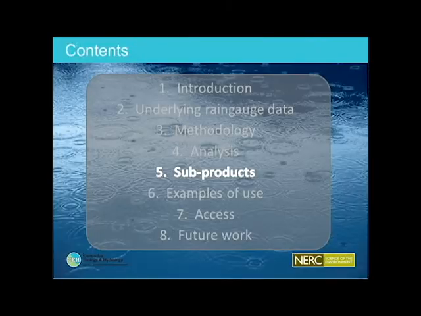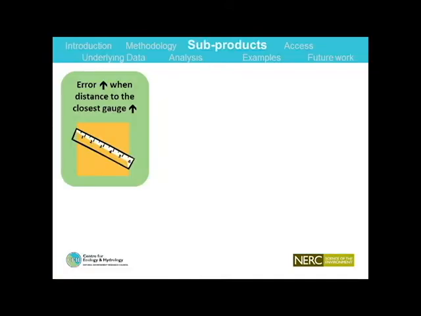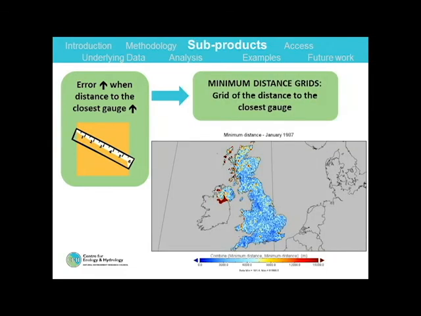So that leads us to the next section, the subproducts of the data set. As a consequence of what I've shown on the last slides, that the error increases when the distance to the closest gauge increases, we've decided to calculate the minimum distance grids, which are the grids of the distance to the closest gauge. And we provide those minimum distance grids together with the rainfall grids. And we very highly recommend users to use those grids because they will give you an indication of the confidence you can have in the data, especially if you're looking at historical data before 1961, because in some areas, the density of the network is likely to be low.